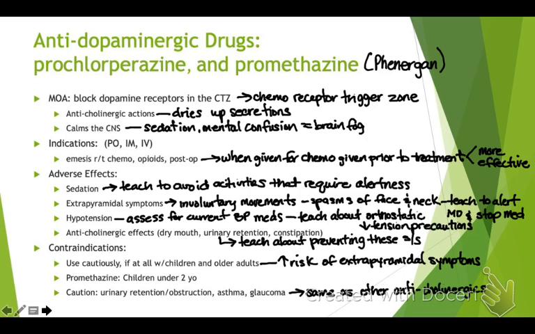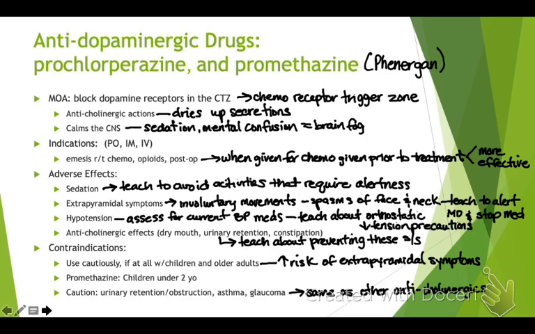Indications, again, they can be given PO, IM, or IV. And we give it to patients that have emesis related to chemo, related to opioids, or post-op. When it's given for chemo, it's usually given prior to the treatment. It helps to be more effective that way.